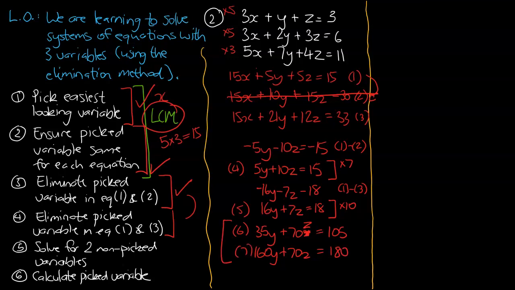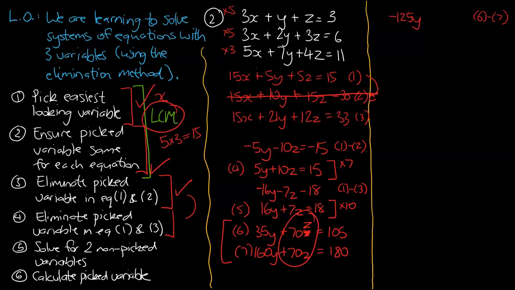So we're now down here, and we've got 70z in both of them. So we now need to think, how can I get rid of that 70z? And again, it's subtracting. So if I go equation number 6 minus equation number 7, those 70z's are going to cancel each other out. So let's look at the y's. We're going to go 35y minus 160y. That gets me to negative 125y. So I'm going to write that up the top there, negative 125y.